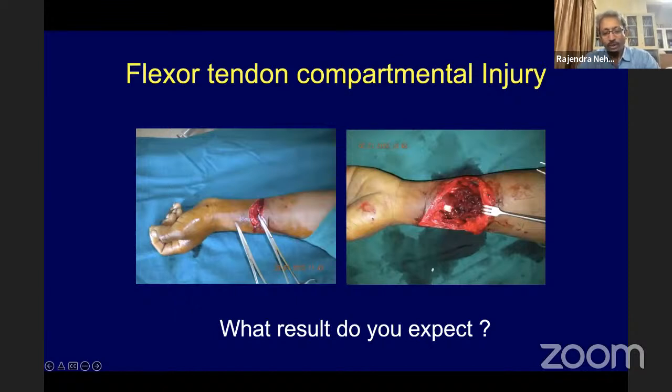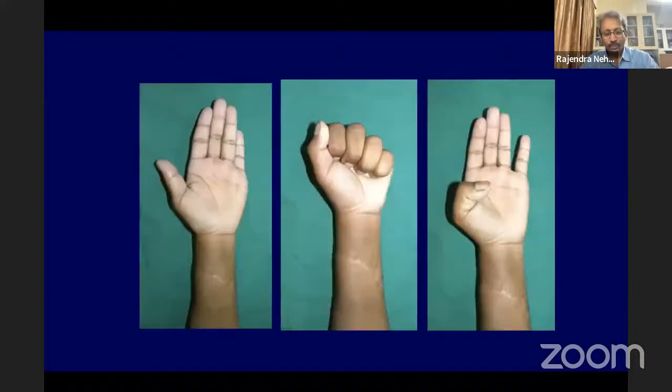See, when we see such a patient, with a complete compartmental injury, what result do you expect? Obviously, all of us expect that it should be normal. And this is his post-operative result: complete extension, complete flexion of the fingers, touching the palmar crease, and complete flexion of the thumb.